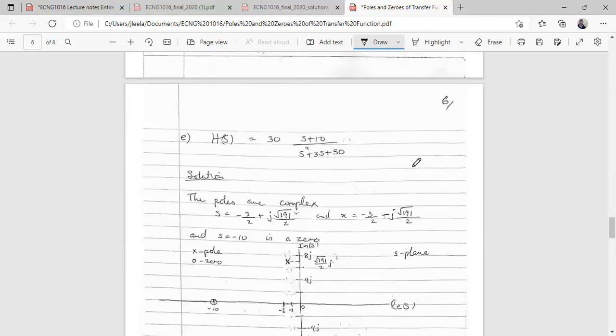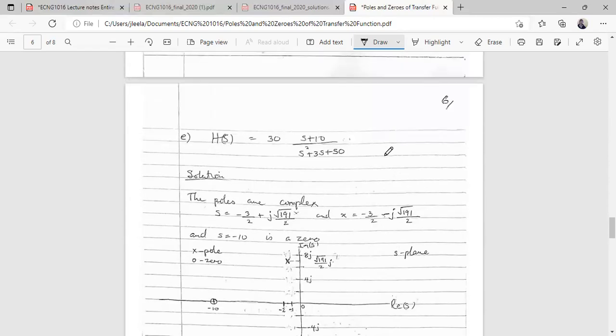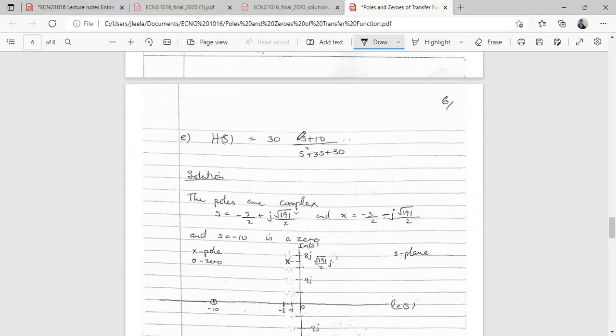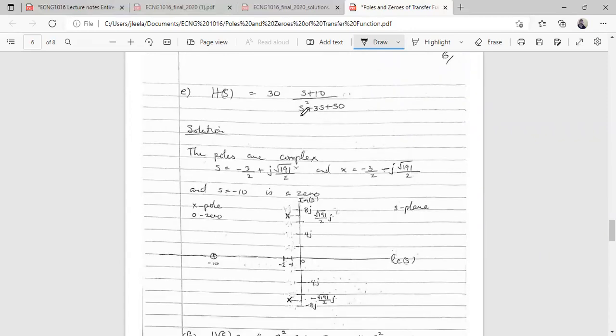And the last part in question 3 here, H(s) is 30 into (s plus 10) over s squared plus 3s plus 50. Right. So s equals minus 10 is a zero. And then to find the poles, you have to put the denominator equal to 0, and that will factorize into minus 3 over 2 plus j times the square root of 191 over 2, and minus 3 over 2 minus j times the square root of 191 over 2. And s equals minus 10 is a zero.